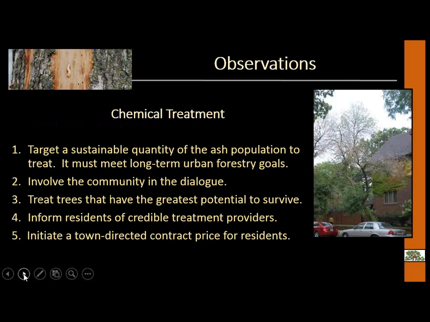And then just some final observations on chemical treatment, which I think I was pretty clear on earlier: target a sustainable quantity of the ash population to treat. It must meet long-term urban forestry goals. Involve the community in the dialogue. Treat trees that have the greatest potential to survive. Inform residents of credible treatment providers.